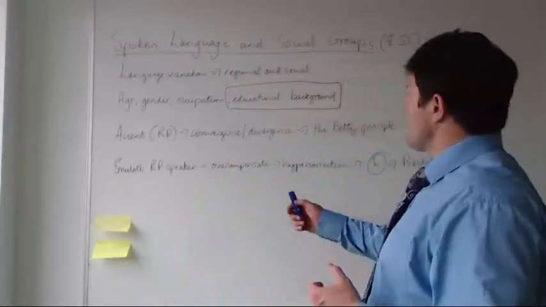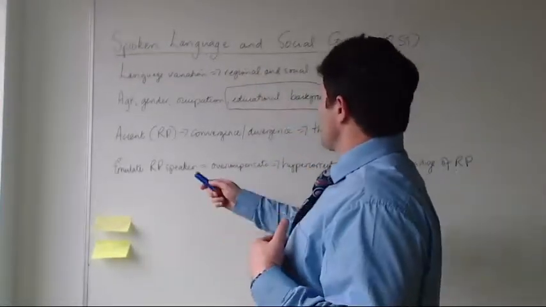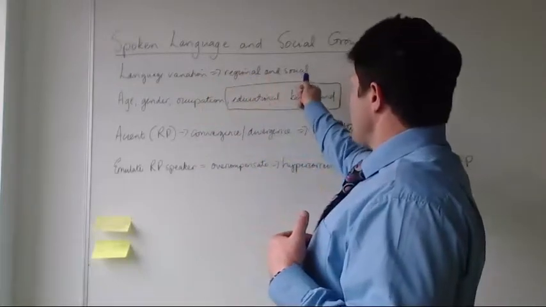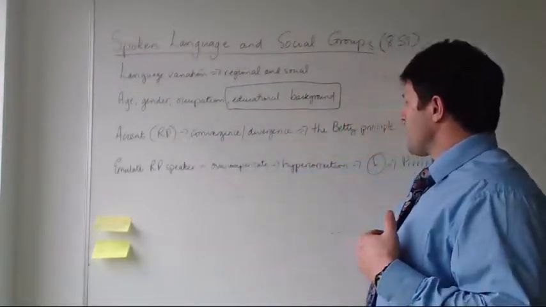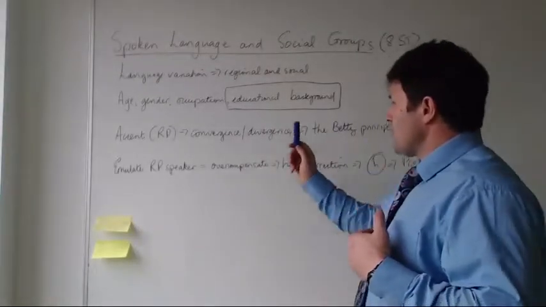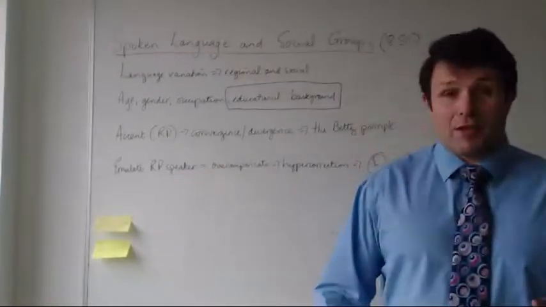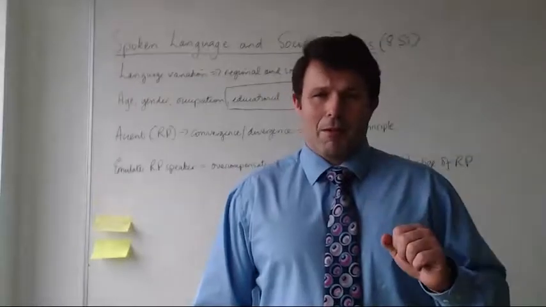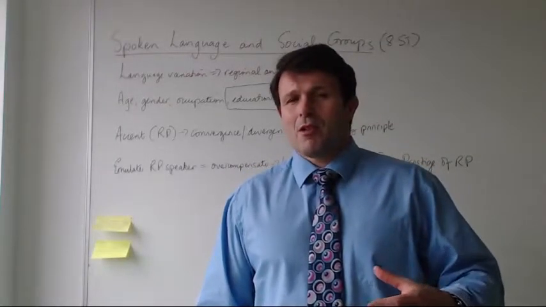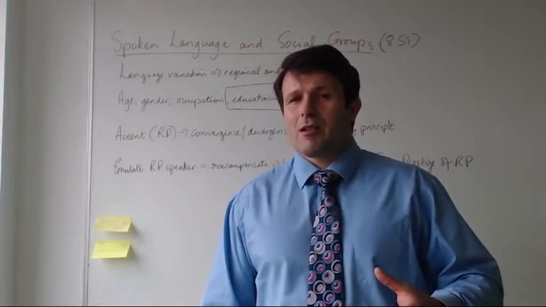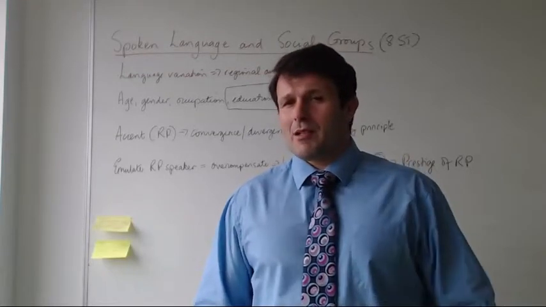So that's all from Unit 8, Spoken Language and Social Groups. Remember, language variation can be regional and social, depends on a number of factors, can impact upon your accent, and many people wish to emulate, or did wish to emulate, the RP speaker, although that's probably changed, and now you see people trying to emulate gang members or regional speakers like Cockneys because they want to form an identity as part of that group.